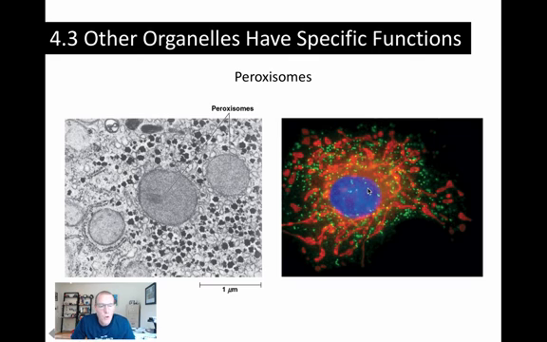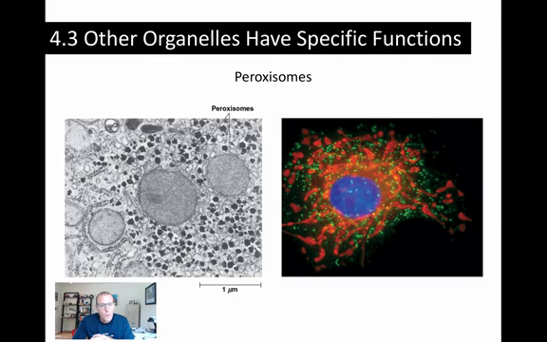That gives you a quick idea of rough sizes, from half a micrometer to a micrometer in diameter, and then you can see their distribution and relative abundance throughout the cell cytoplasm. So let's do peroxisomes first, and then we'll come back to the vacuoles.